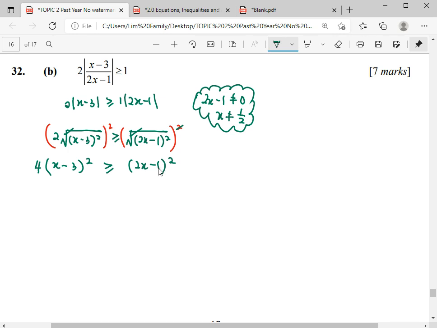So we are going to expand these with the 4. Expand this: x squared minus 6x plus 9. Remember our expansion will be a squared, 2ab, and then b squared. Repeat for the right hand side: we expand and get 4x squared, then minus 4x plus 1. Expand some more, 4x squared.